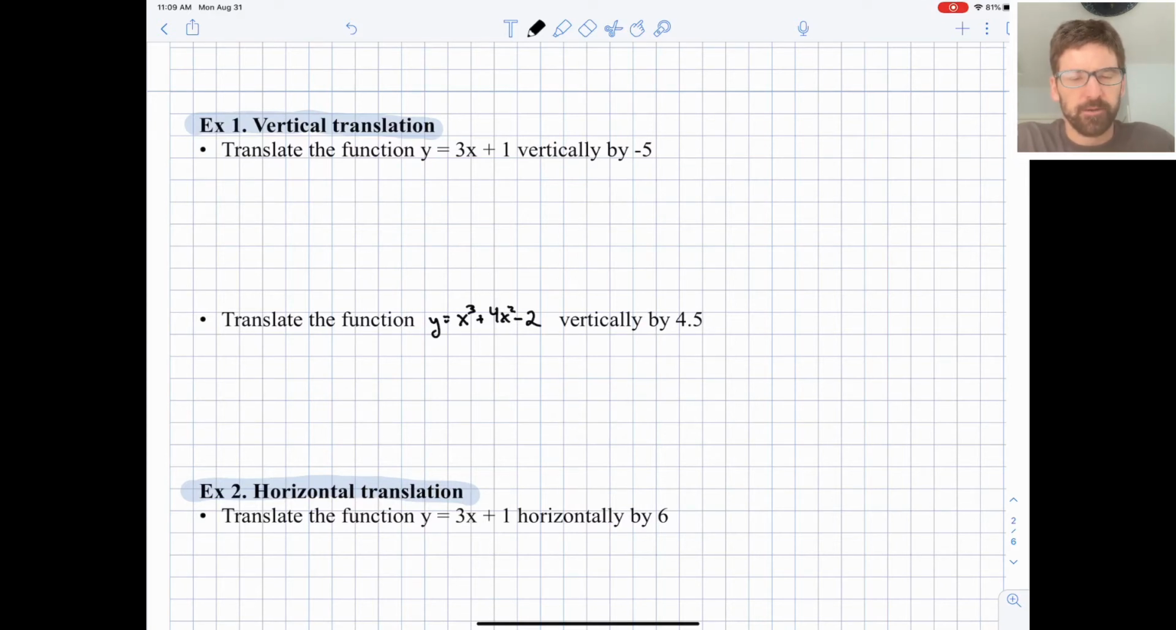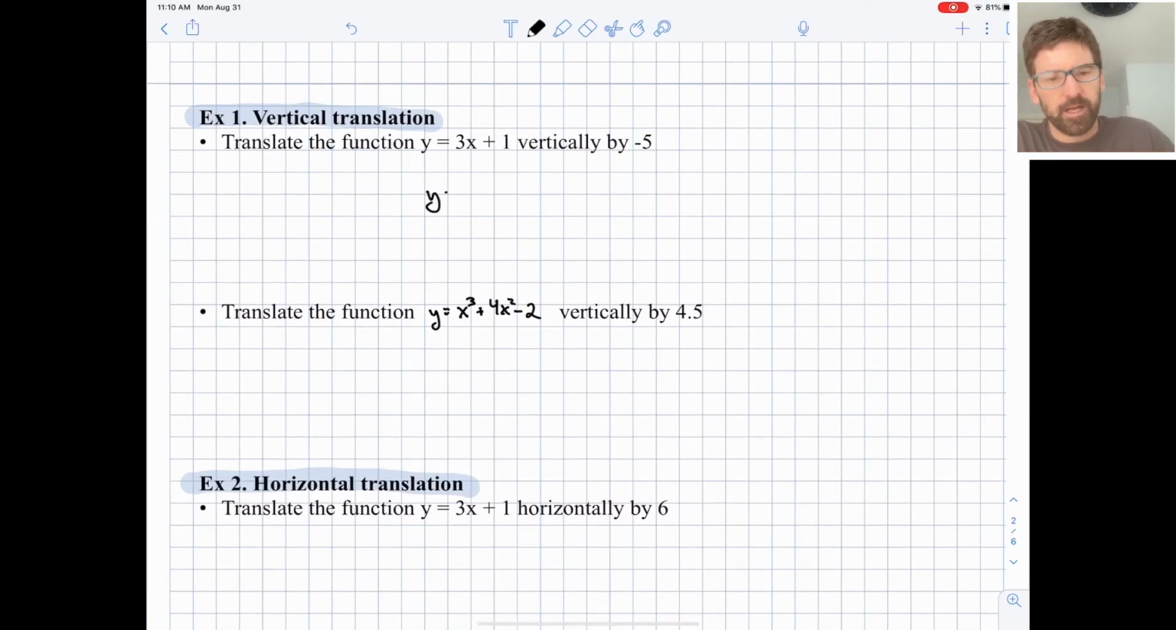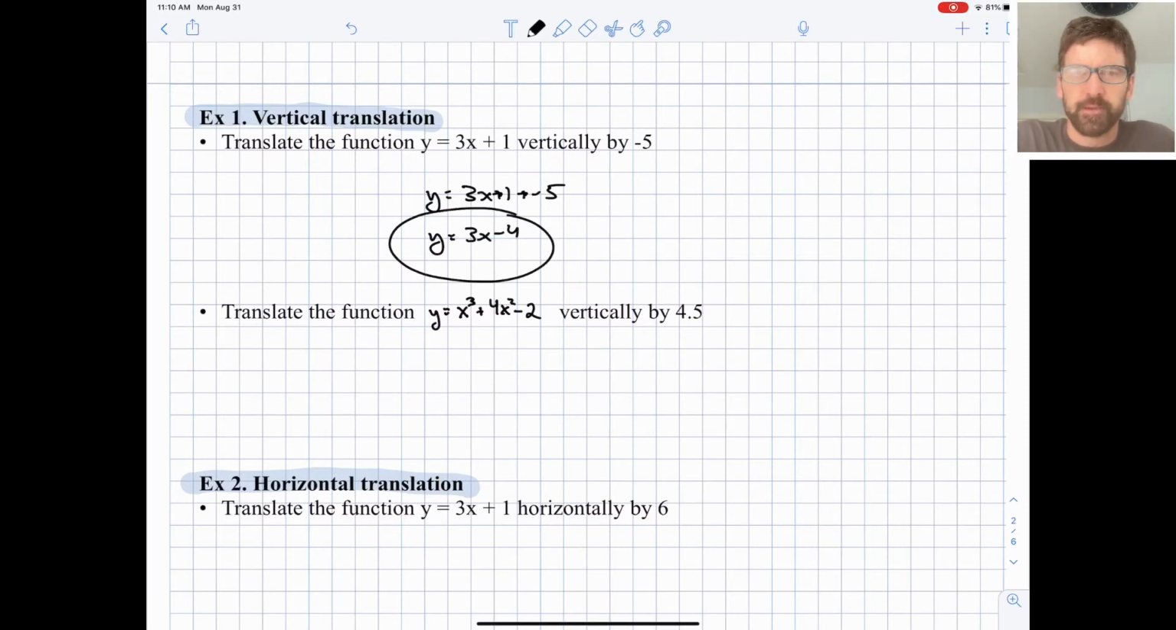Translate the function y equals 3x plus 1 vertically by -5. Translate means move. And so we are going to simply turn this into y equals 3x plus 1 plus a -5. Okay, that's going to shift this line down, and it's going to result in an equation of y equals 3x minus 4.